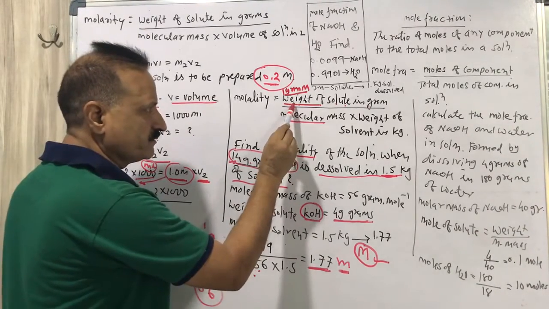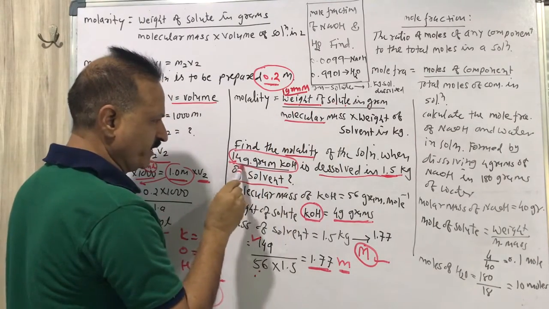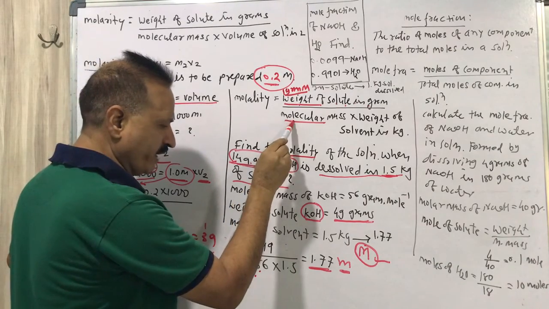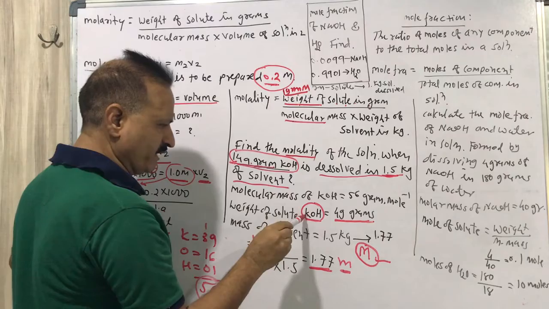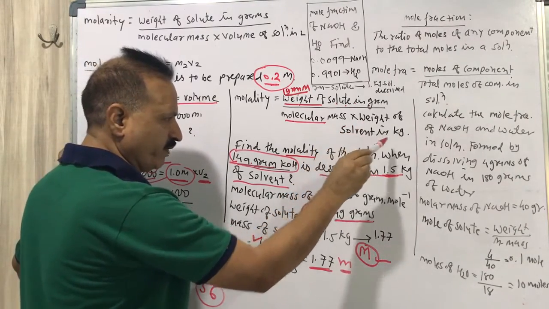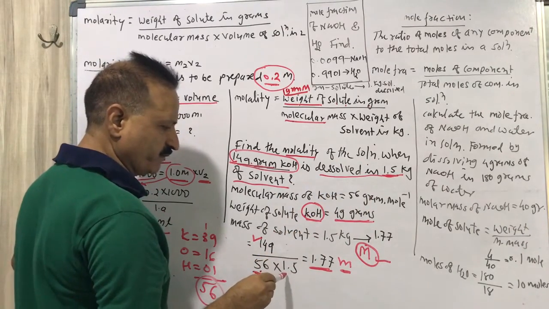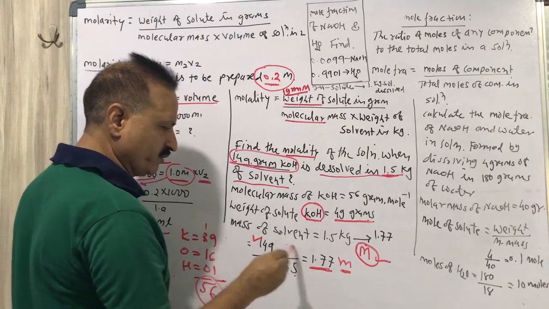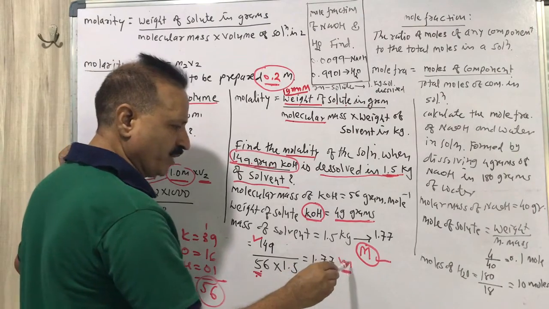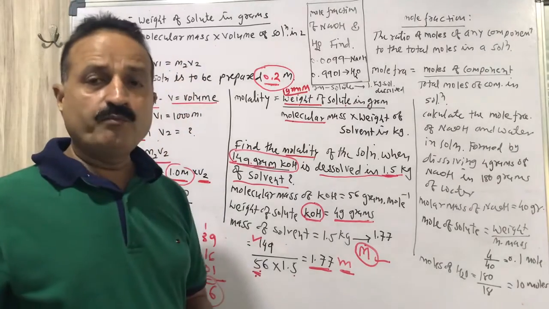Follow this formula: weight of solute in gram, you are given 149 grams, upon molecular mass of KOH. Molecular mass of KOH is 56, into weight of solvent in kilogram. Weight of solvent is 1.5 kilogram. So here is the 1.5 kilogram. So you give the simple format of this calculation, you will get 1.77 molal. This is the formula of molality.